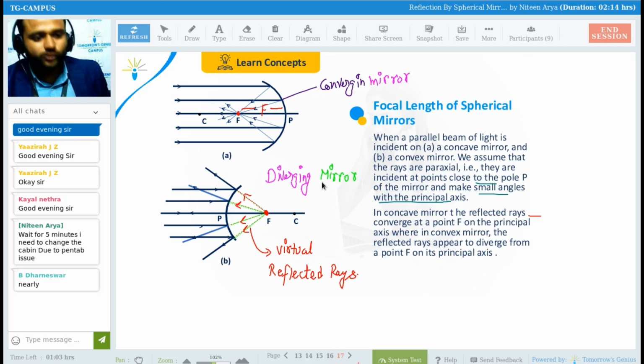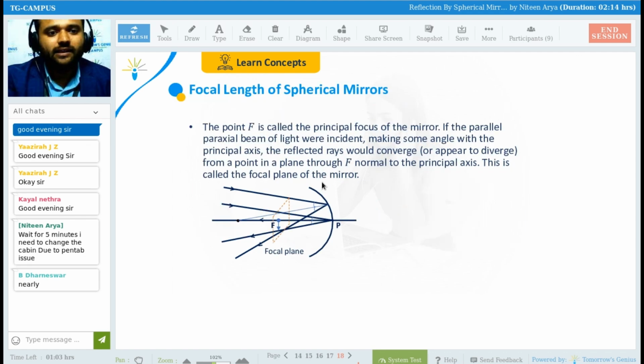Clear? So, the image formed by these virtual reflected rays is known as a virtual image, and the image formed by these real reflected rays is known as a real image. Nothing more than that. Clear? I hope and I believe this is clear. That is very easy. Then the focal length of a spherical mirror, I already explained to you what it is.